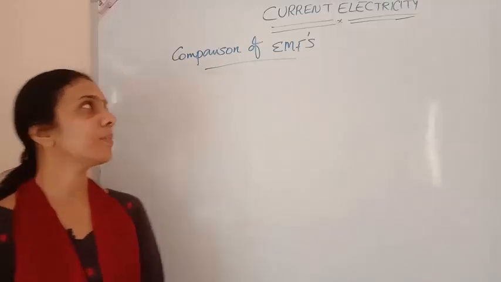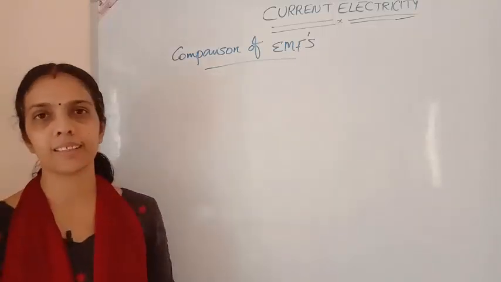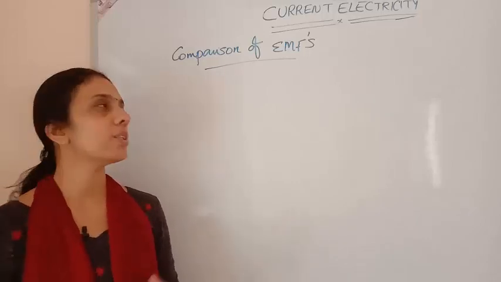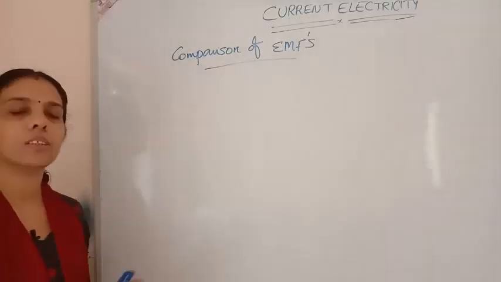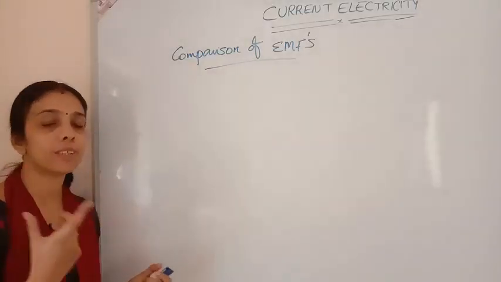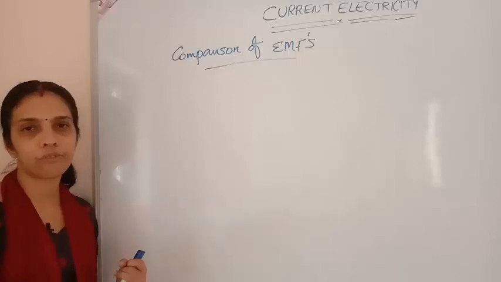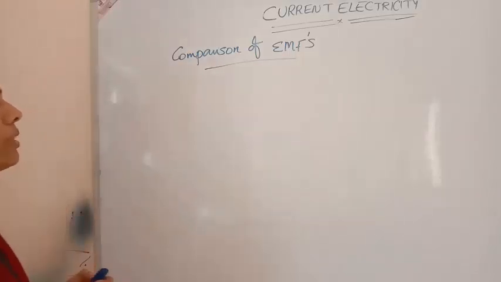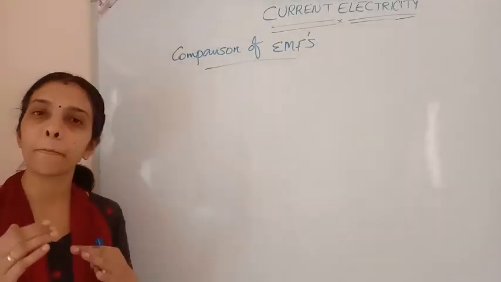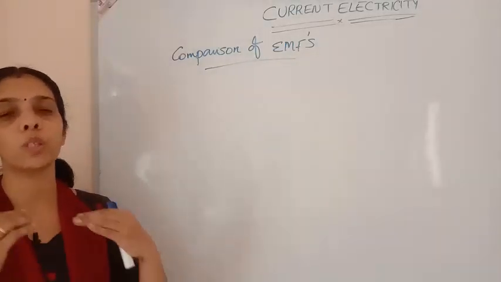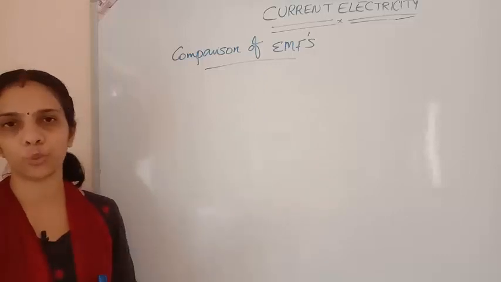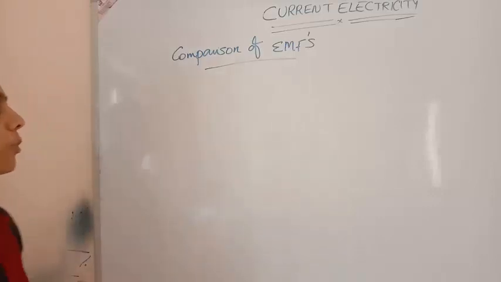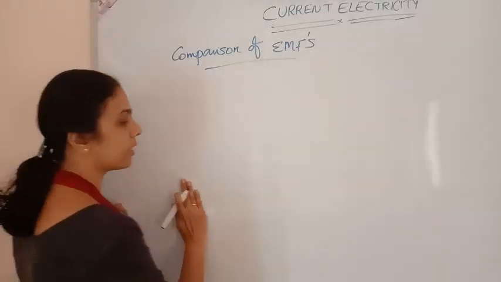In today's topic, we are continuing with our current electricity chapter, and yesterday we were learning about the potentiometer, right? So today, the use of the potentiometer. First we learned about the potential difference, how we can find it out. So today we are going to find out how we can compare the EMFs of two cells using a potentiometer. This also is there in your practicals, so many questions can come from this part in the practical exams.